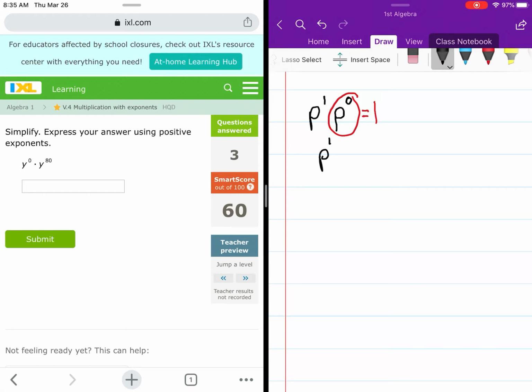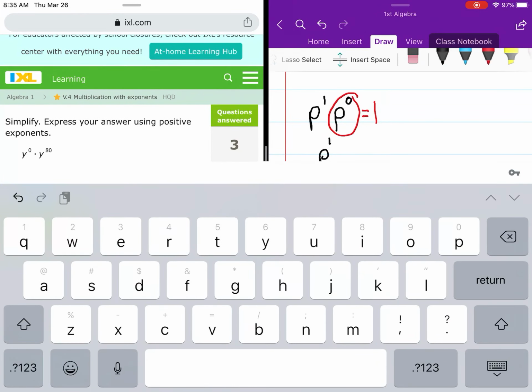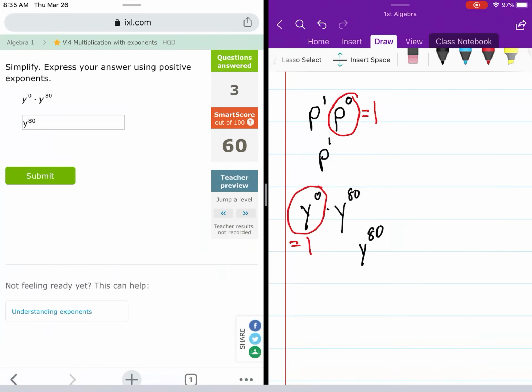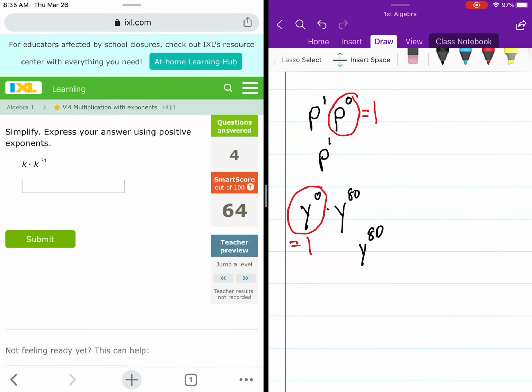Same thing with this next example. So y^0 times y^80. This entire first term becomes 1, but you don't have to write that with the variable. So then your answer will only be y exponent 80. And let's see the answer that you have there.